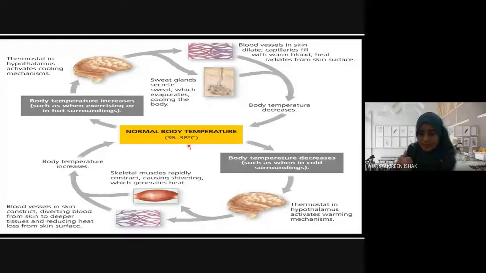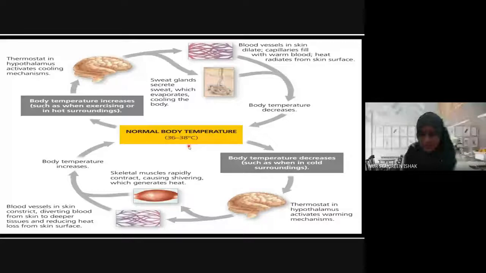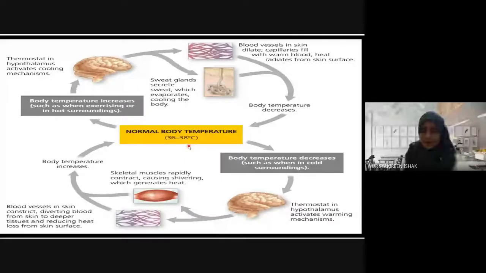Selalunya kalau sekarang ni kan banyak, pergi mana pun ada thermometer, right, to check your body temperature. So for the normal thermometer tu, selalunya suhu badan yang kurang daripada 37.5, okay, adalah normal. If go beyond 37.5, itu dah considered as demam lah. Okay, tapi kalau normal body temperature, kalau sihat macam ni, selalunya 36 point lebih-lebih sikit, tak sampai 37 pun.